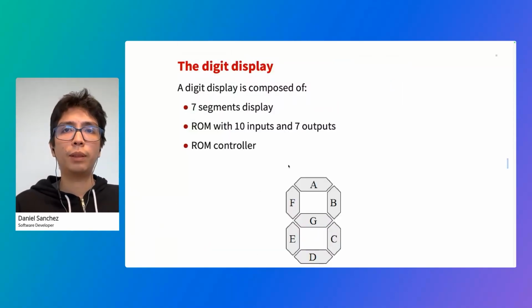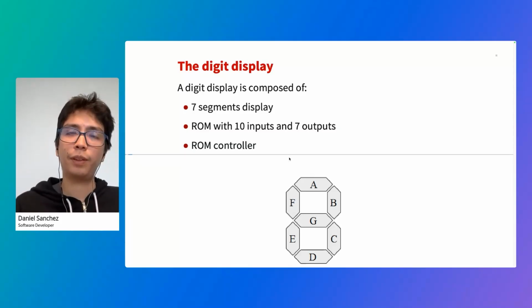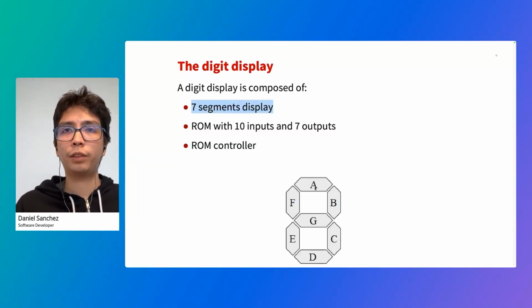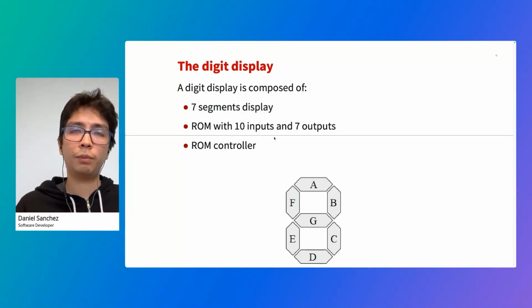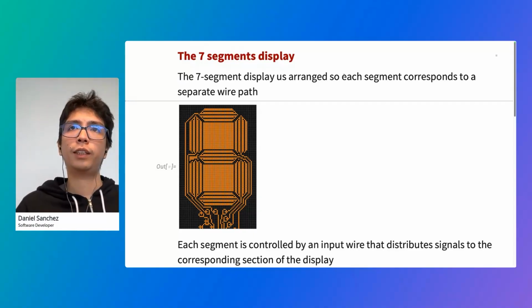I want to talk a bit about the second digit display, which is, I think, nice to see as some output. It's composed of seven segment displays. So each of these is a segment. There's a ROM below the display, and there's a ROM controller. The 7-segment display is arranged so that each segment corresponds to a separate wire path. So if you want a 1, you will turn on this segment here and this segment here.